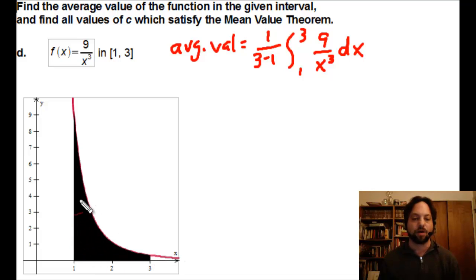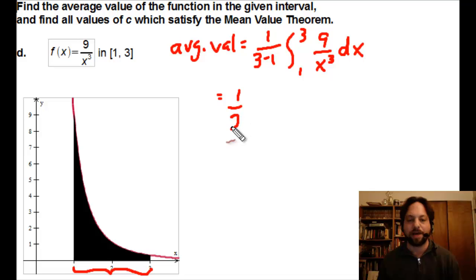That's what we're looking for the average value of. Now, of course, if I ignored this 1 over 3 minus 1 at the beginning, the integral itself will give us the shaded in area. This 1/2 will simply find the average value because our interval is, in fact, too wide. So let's see how this all works out.